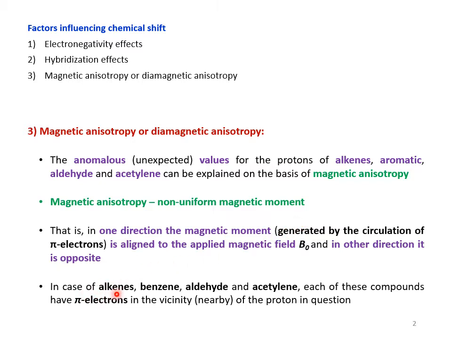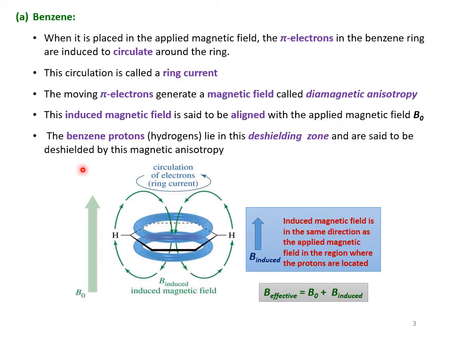In the case of alkenes, benzene, aldehyde, and acetylene, these compounds have pi electrons in the vicinity of the proton. Alkenes have pi electrons, benzene has pi electrons, aldehyde has pi electrons, acetylene has pi electrons. The common thing in all these compounds is pi electrons. So what will happen? Take for example benzene.